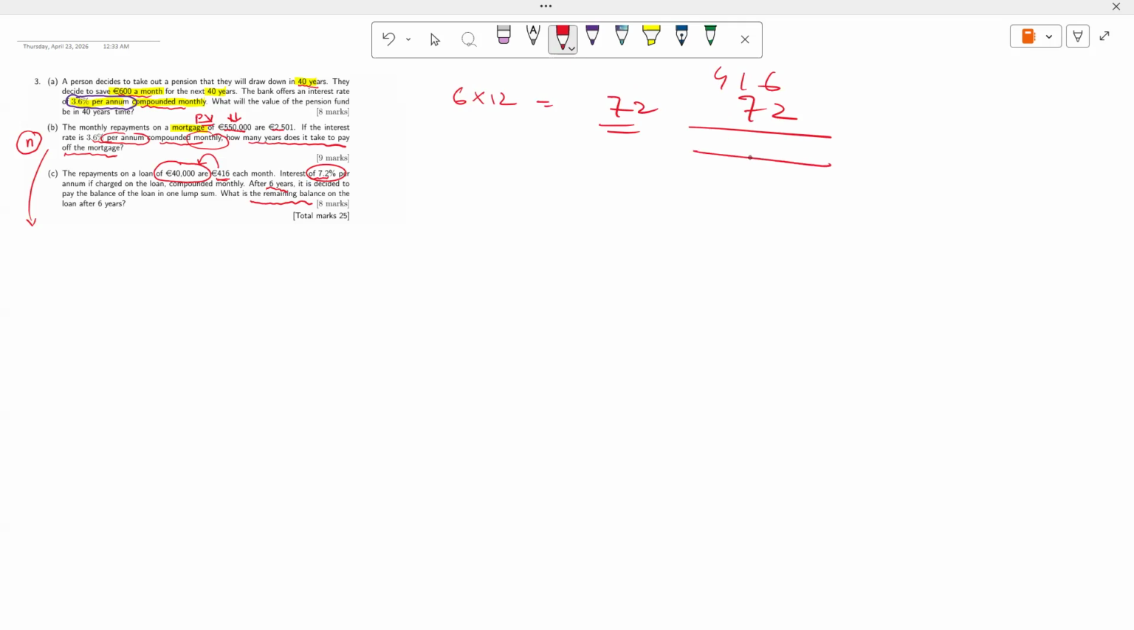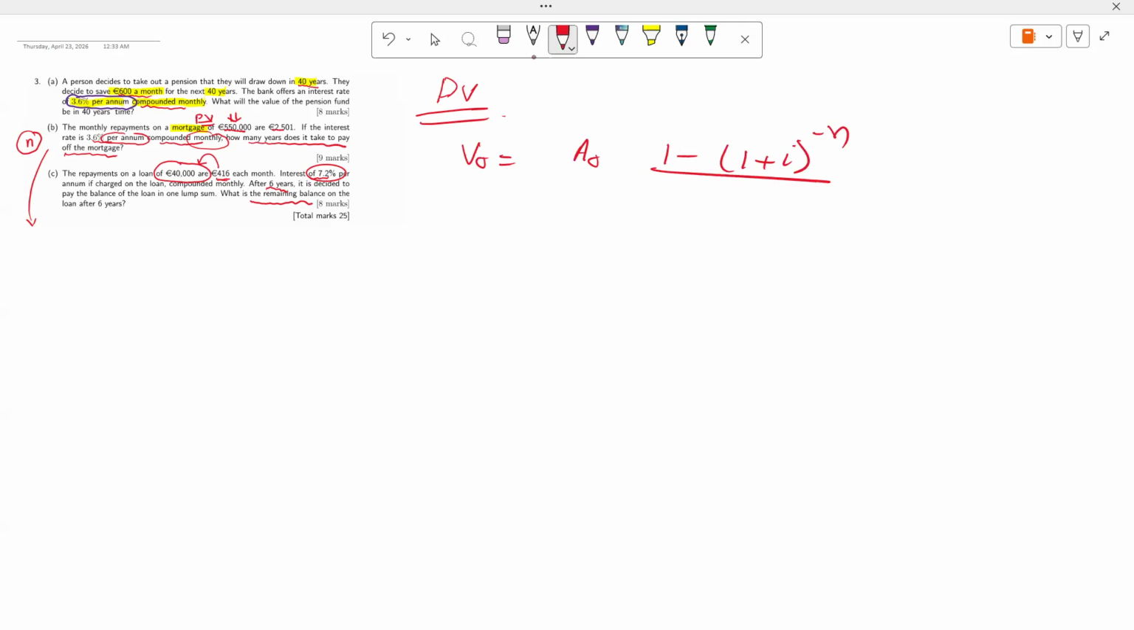But that's not the right way to do this, because you're also paying a 7.2 percent interest rate. This is where the difference comes into play, right? So this is not an algebra question. This is a question based on the future value and the present value. And I told you, whenever you're dealing with mortgages and loans, use the present value formula. The present value formula is basically V naught equals A naught times (1 minus (1 plus i) raised to the power minus n) divided by i.